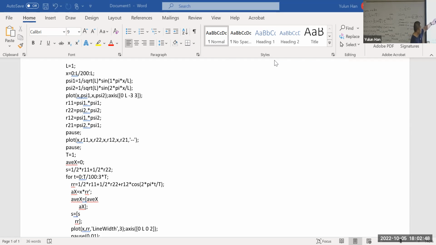So we create an initial value, then we compute the average utilization. And then we combine them together into a single file. All right.